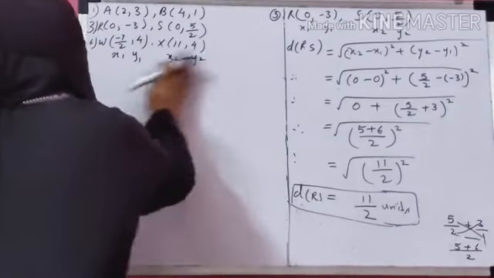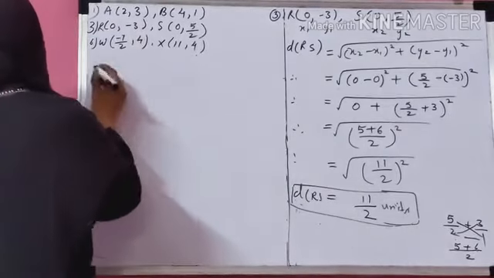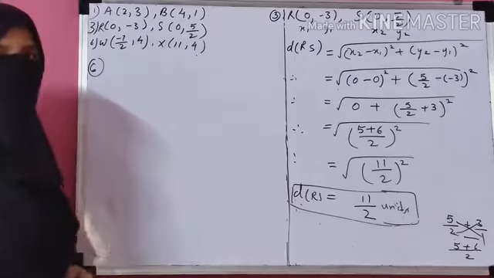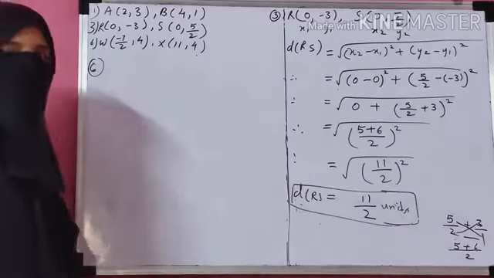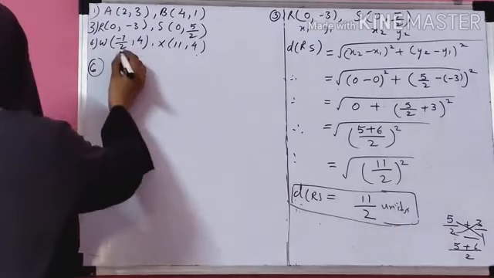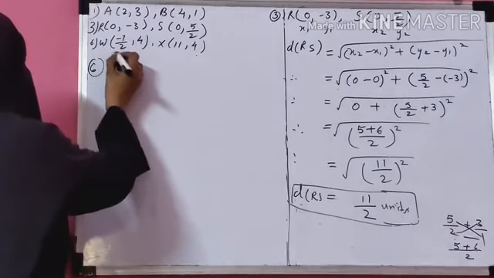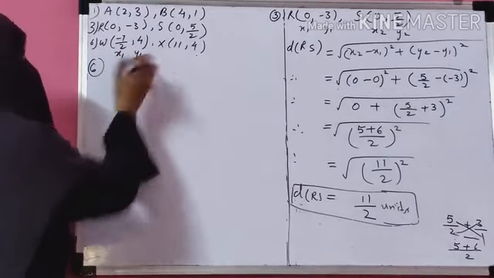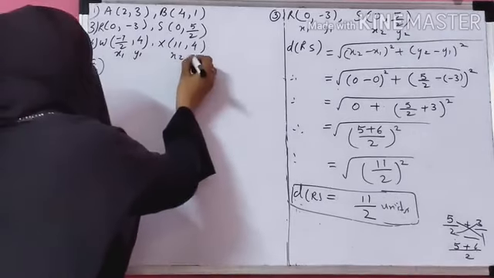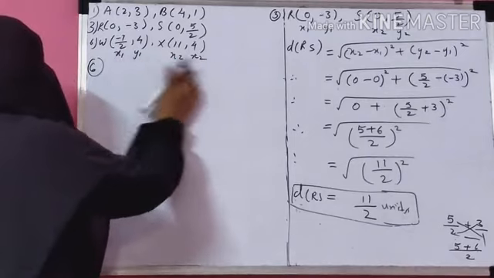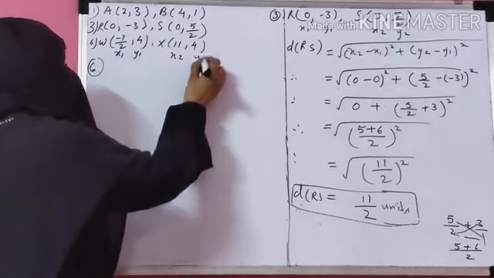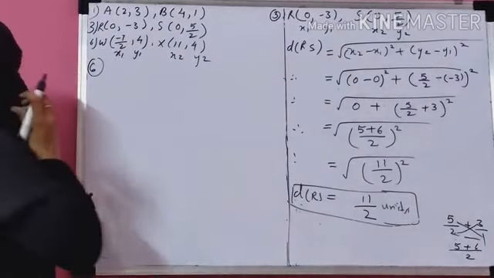Let's discuss one more question, that is question number 6. See here, question number 6. You have to find the distance between point W and X. Point W is (-7/2, 4), so this is your point x1 and this is y1. This is x2 and y2. Got it? First point coordinate is x1, y1. Second point coordinate is x2, y2.